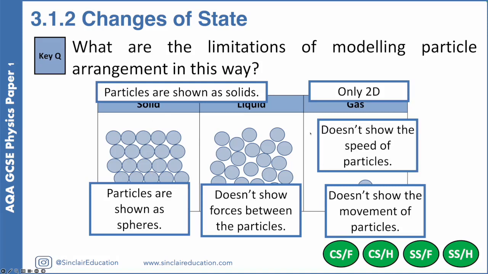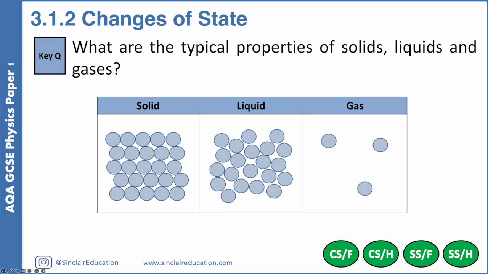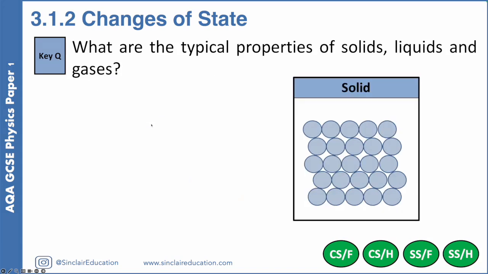And we also can't tell how fast they're moving. So gases will be moving much faster than solids. But using this particle model, we can start to explain the typical properties of solids, liquids and gases.